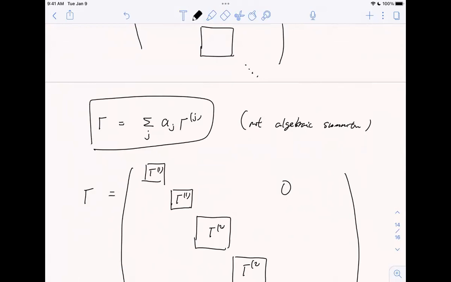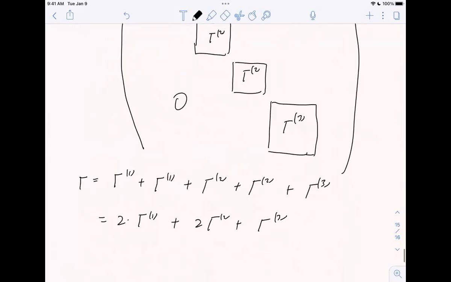So when you read the paper and you see an equation like this, you need to understand the meaning. The meaning is that this is a reducible representation that can be decomposed into the block form, and each block corresponds to gamma 1, gamma 2, gamma 3. That's the meaning of this equation, not the algebraic summation.